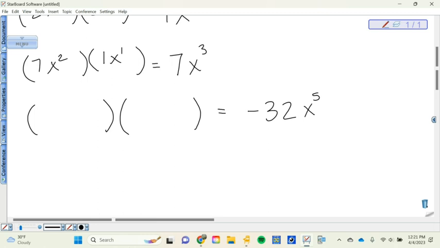So what two numbers multiply together to get to 32? Well, 8 and negative 4, good, right? We've got to get to negative 32, so one has to be negative and one has to be positive. And then what two numbers add together to get to 5? 1 and 4. So I could use x to the first and x to the fourth, and that'll get us there.